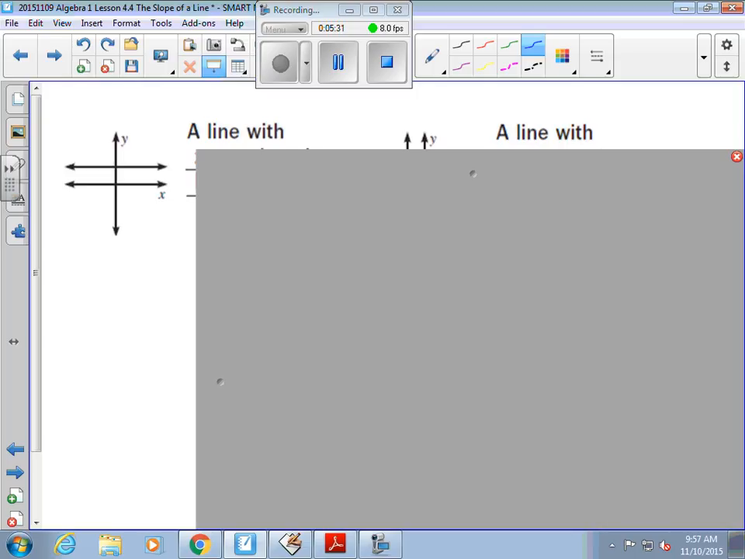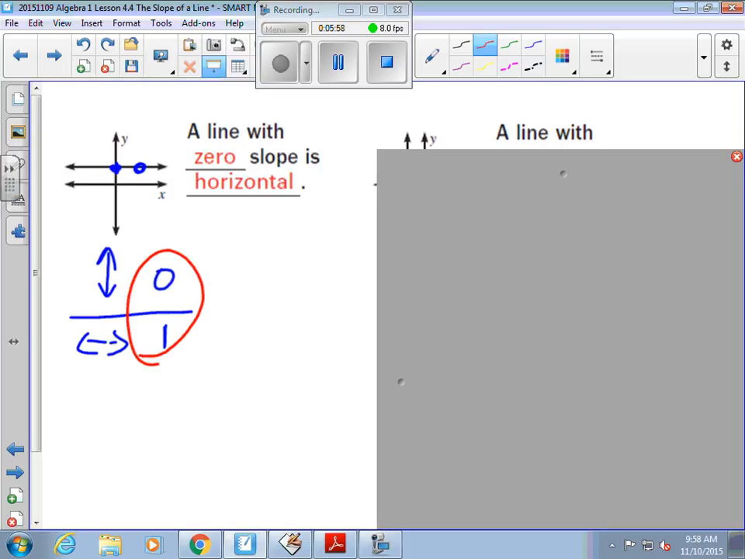This first one, if you compare 2 points, doesn't matter which two you pick, but two of them that are on the line, you can see that it doesn't go up or down at all. So that's 0. Over, it goes left and right. Let's say it just goes over 1. So if you have the fraction 0 divided by 1, what is 0 divided by something? 0. So therefore, a horizontal line has a slope of 0.